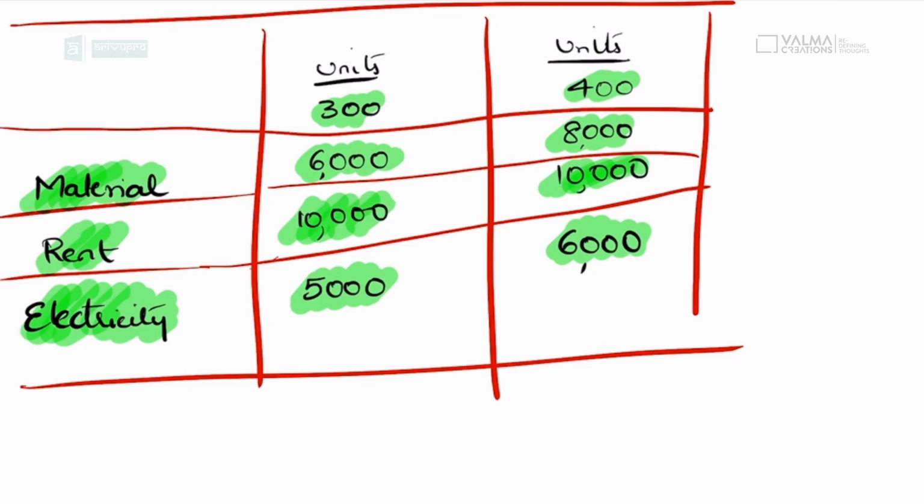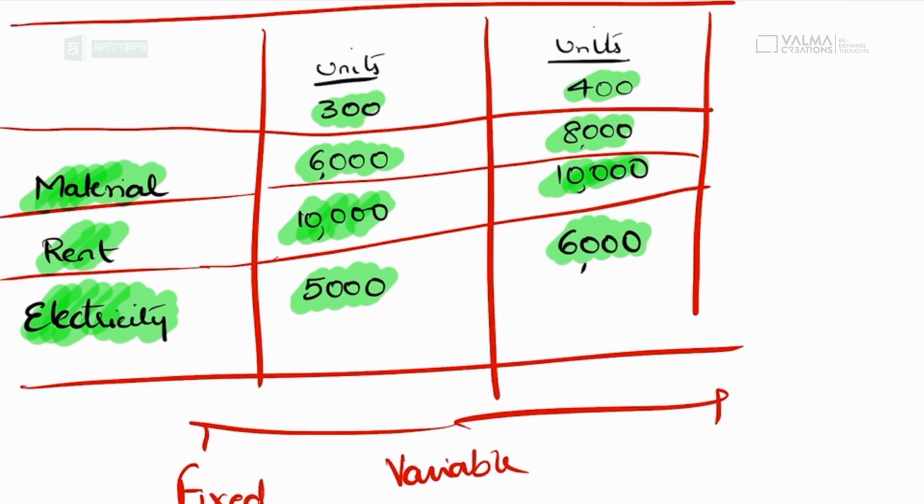Now, how do I classify them into three categories? Fixed, variable and semi-variable. When I say something is a fixed cost, it is a cost which is not going to change irrespective of my activity level. That is, my total fixed cost is going to be the same for however many units I am producing.